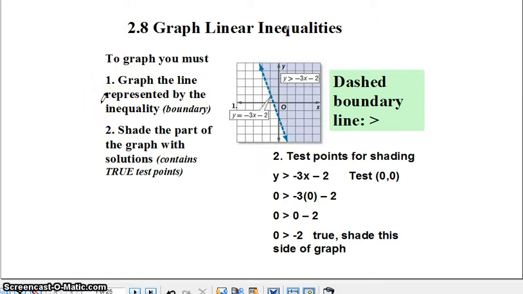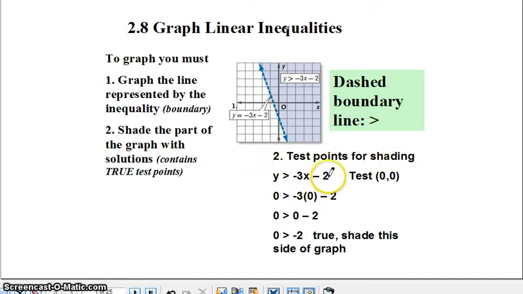You've got to graph the line represented by the inequality, and that's going to be called your boundary. So you'll have an inequality here. Then you have to shade the graph with the solutions. So this is going to represent all of your solutions. You're not going to have just a line, or just a number. Then testing points is going to give you an exact idea of where your solutions are going to be.